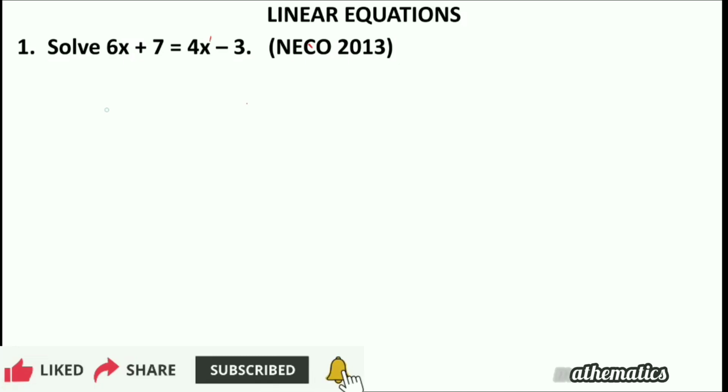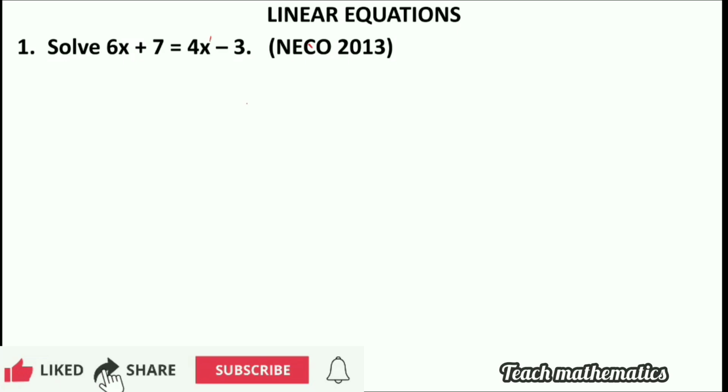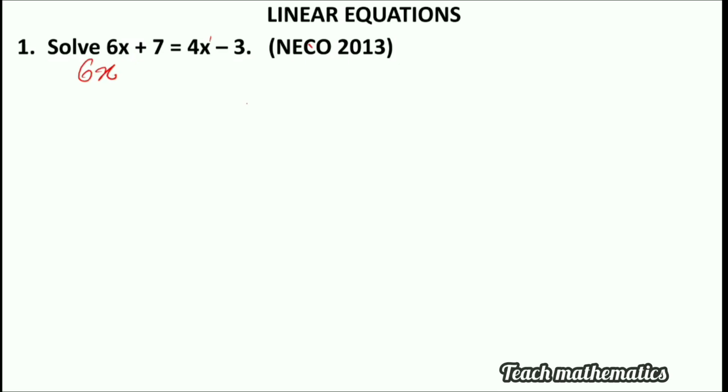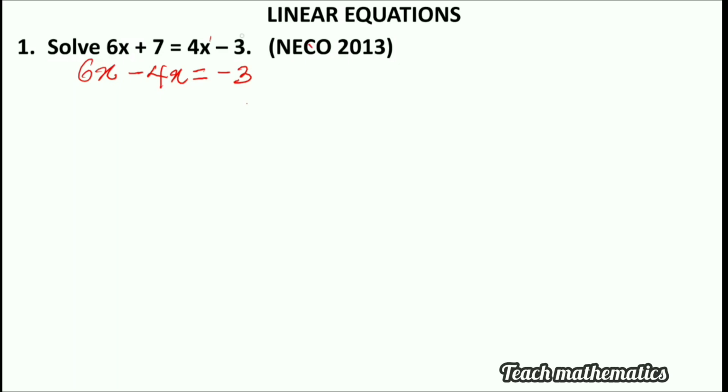And so remember, when a term crosses the sign of equality, either from the left hand side to the right hand side, the sign must change. If it is crossing from the right to the left, the sign must also change. And so this is 6x, it is on the left hand side. This is plus 4x. When it crosses to the left hand side, it becomes minus 4x. Equals, we have minus 3 on the right hand side. This is plus 7. It crosses to the right hand side, it becomes minus 7.